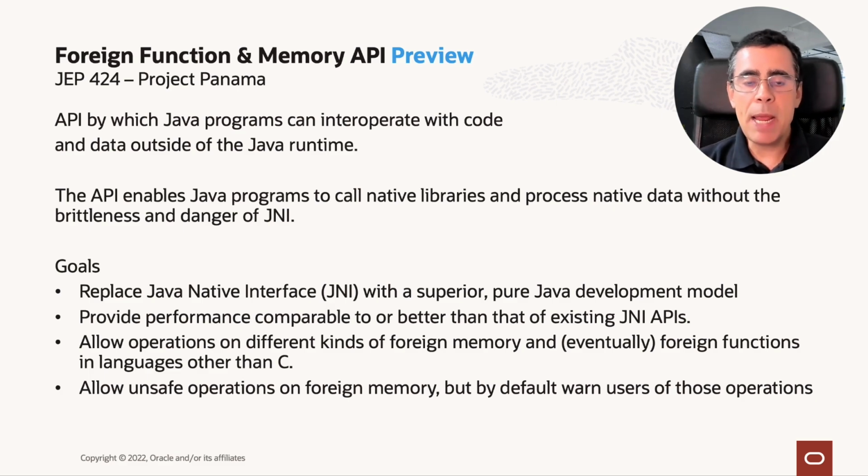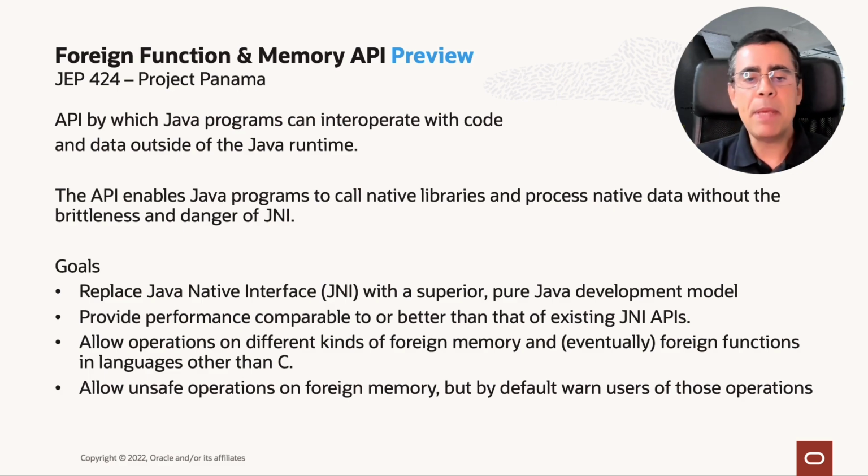Foreign Function and Memory API incubated in JDK 17 and JDK 18. This JEP promotes those APIs from incubator to preview features. This also illustrates the relationship between incubators and previews. These APIs make it much easier and safer to have Java code interoperate with C libraries.